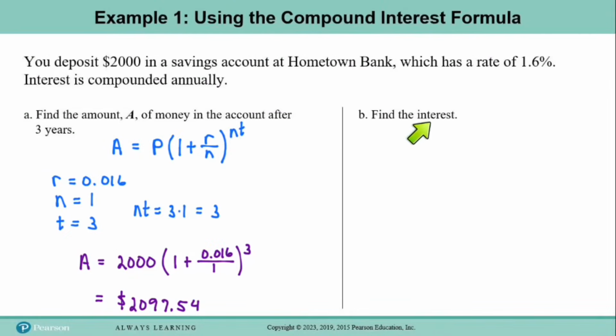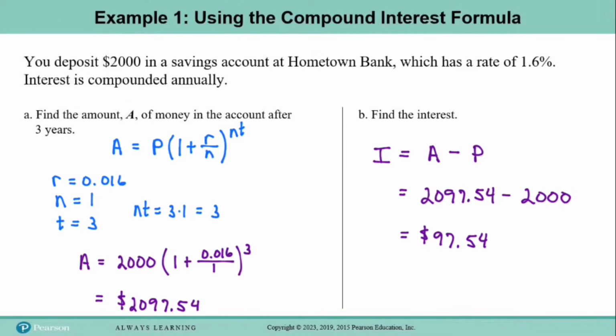And then part B says find the interest. At the end of the 3rd year, if we finish with $2,097.54, but we only deposited $2,000, then the difference between those two is the interest. So interest equals A minus P, and so that would be $2,097.54 minus 2,000. So we earned $97.54 in interest just for letting our money sit there in the bank.